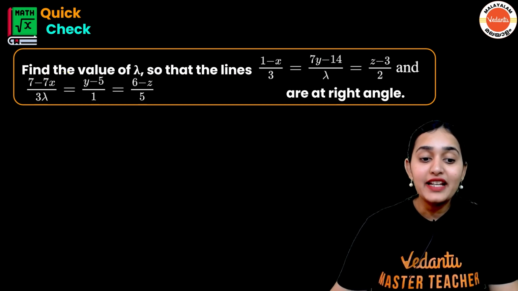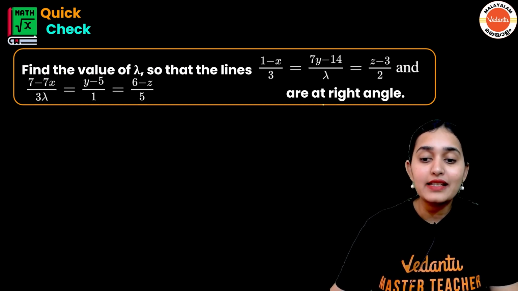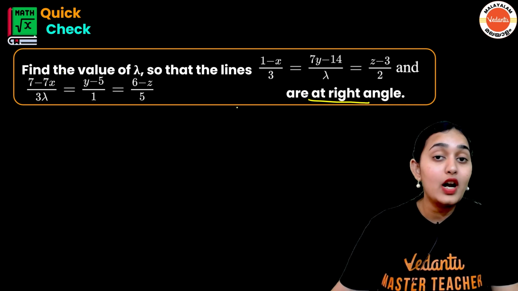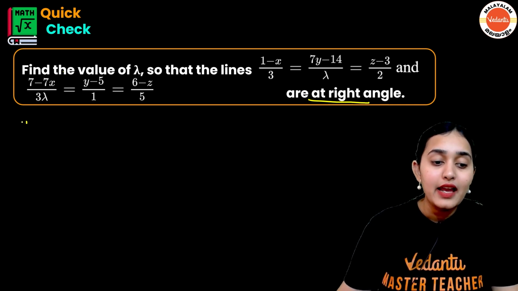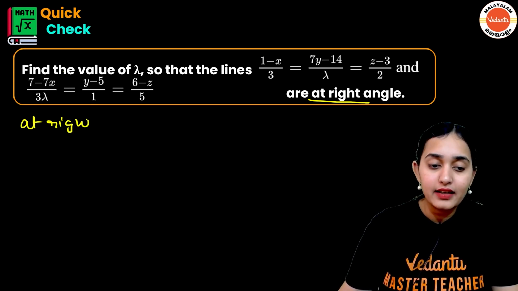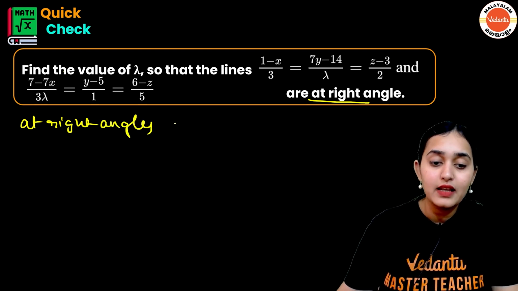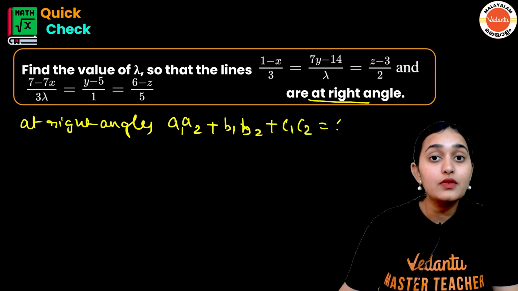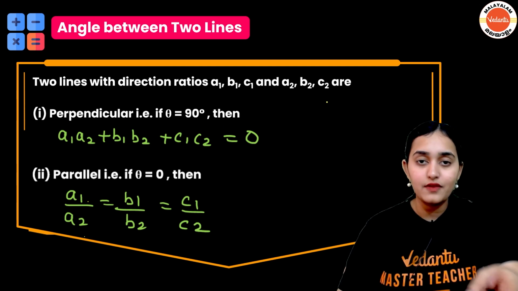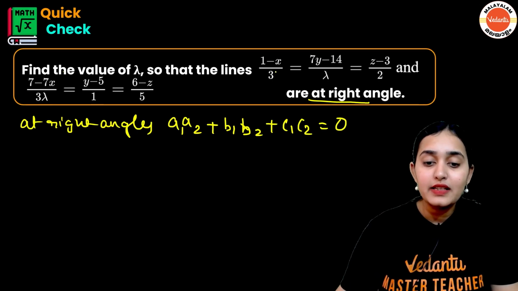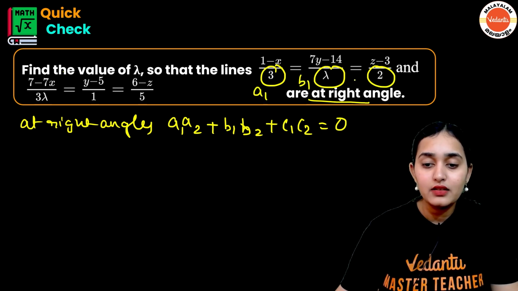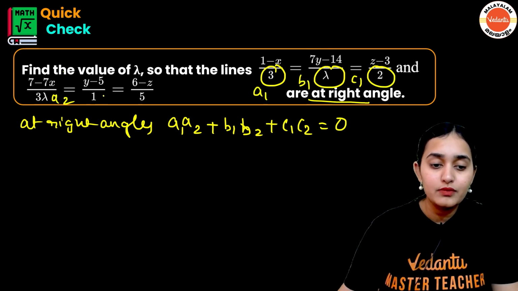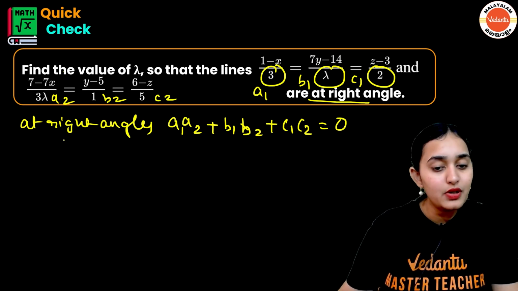Next, find the value of lambda so that these two lines are at right angle. So what have we learned? If they are at right angles, then what happens? A1 into A2, B1 into B2, C1 into C2 is equal to 0. Right? Just now we have seen the formula here. So let us put this as A1, B1, C1 and this as A2, B2, C2. Just put it in the formula.